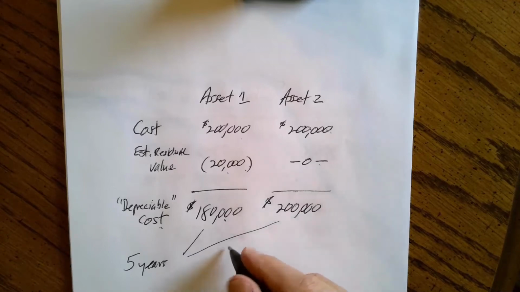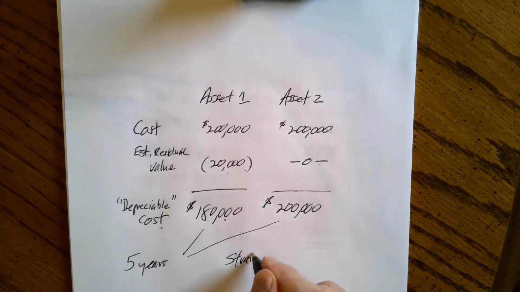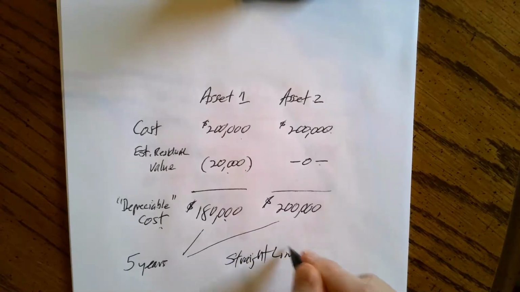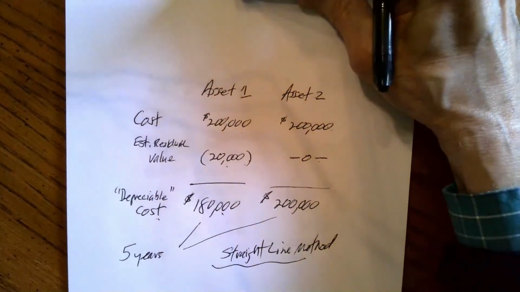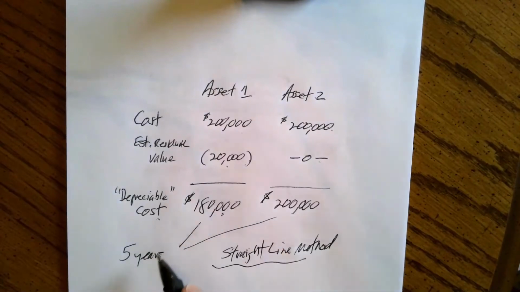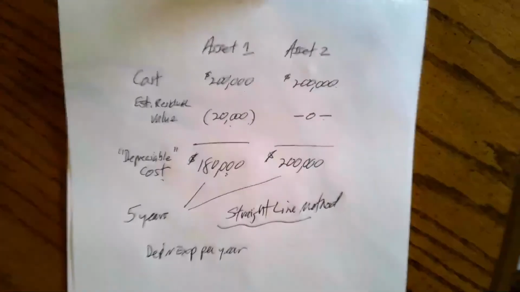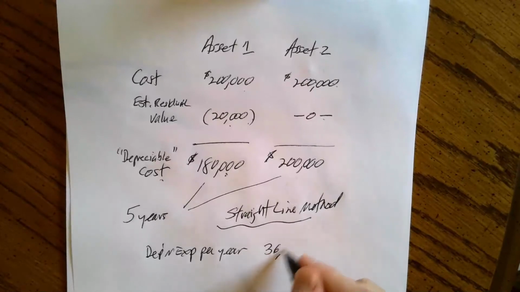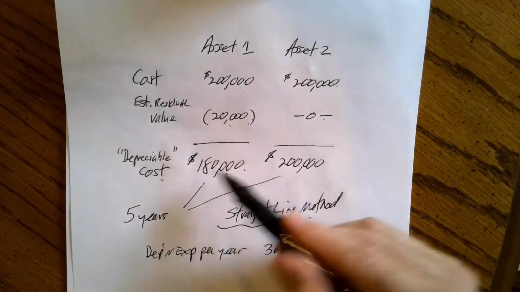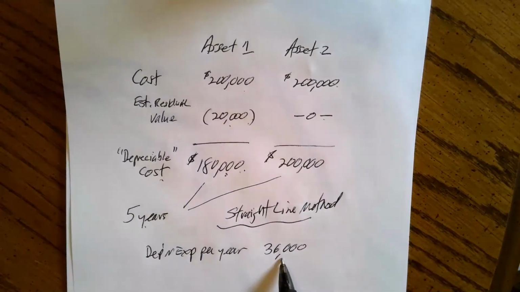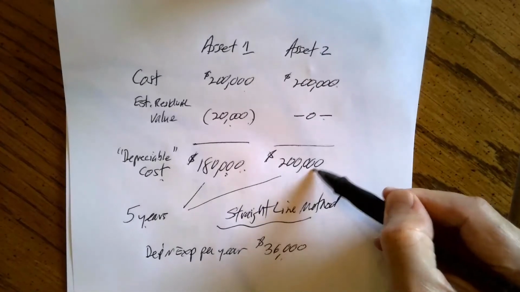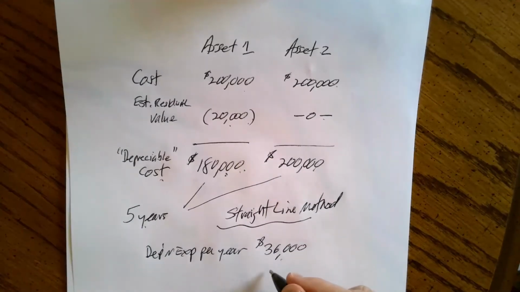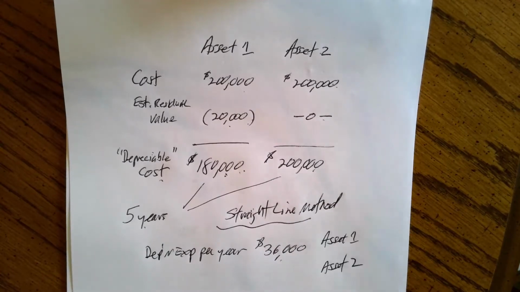And let's take the straight line method, which is the most commonly used. Each year, asset number 1 will be depreciated $36,000. $180,000 depreciable cost divided by 5 years, $36,000 per year. Asset 2, depreciable cost of $200,000 for 5 years, would be $40,000 per year.